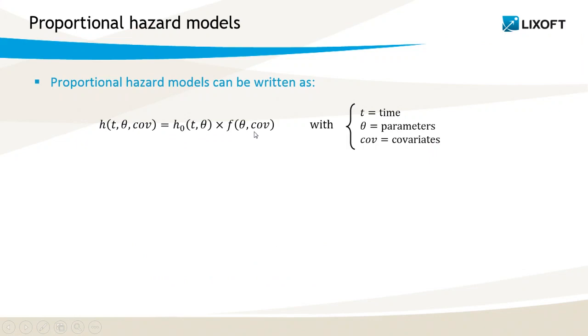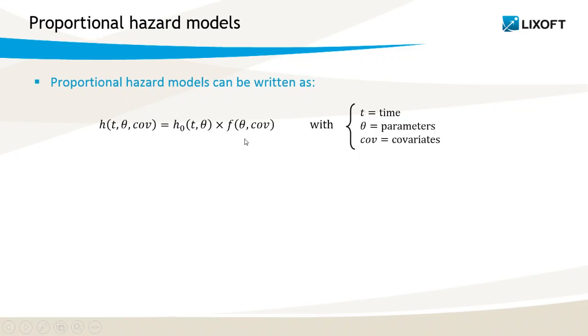In a proportional hazard model, the hazard can be written as the product of a first term that depends only on time and on some parameters, and a second term that depends only on the covariates and some parameters. The fact that I can separate on one side the effect of time and on the other side the effect of the covariates is a key point in proportional hazard models. The first term is usually called the baseline hazard, and the second term is the link function.